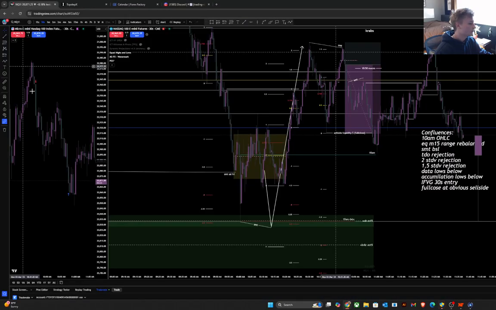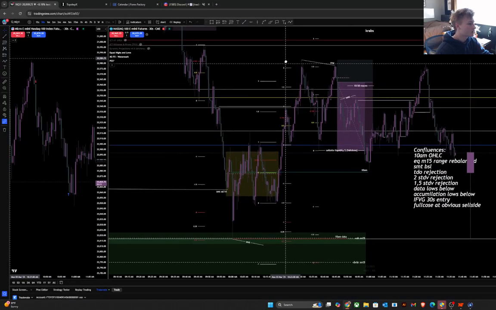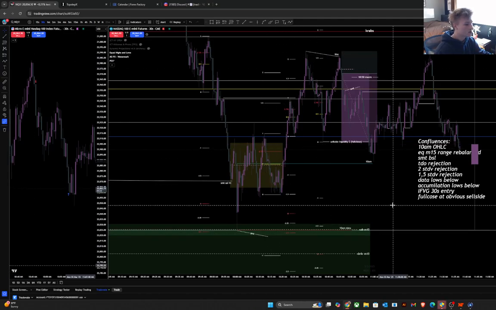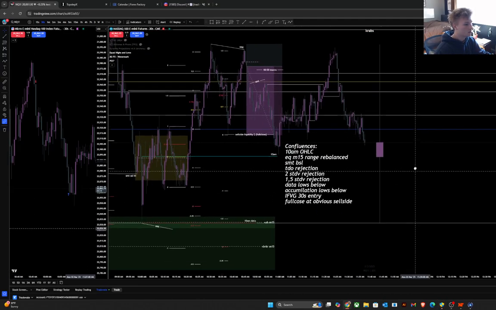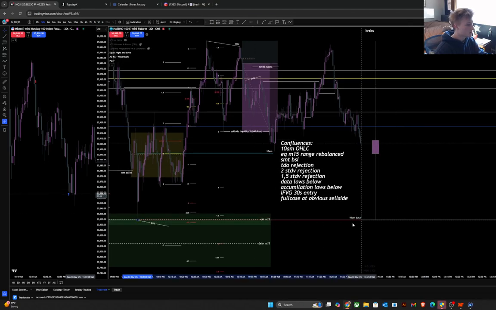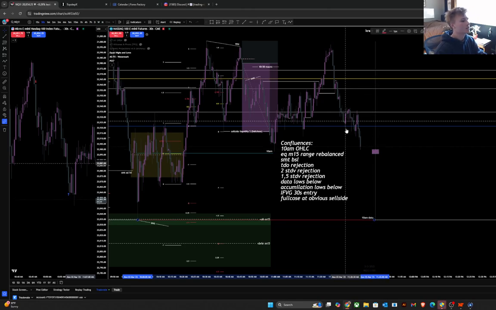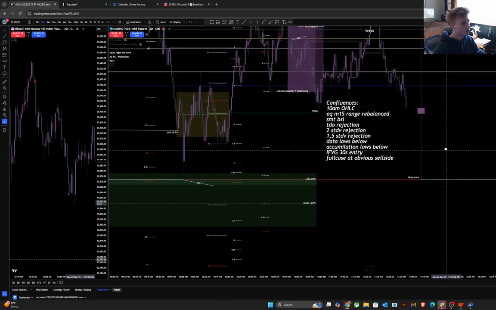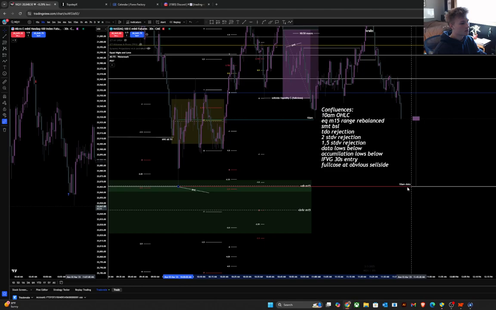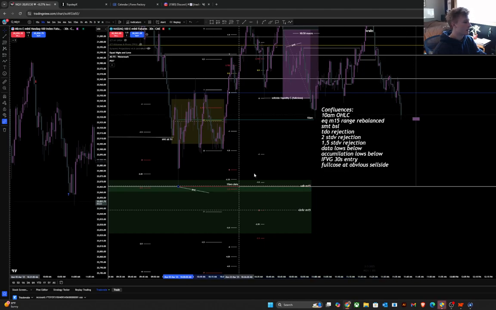But yeah, ended up having to flip my bias because we just ran, leaving data lows below. I think we still could run towards data lows. They're still here below. Still my draw right now. We'll see if they get taken or if they just get left and we just keep chopping up slowly. That would be interesting, but we'll definitely see later today what happens with that.